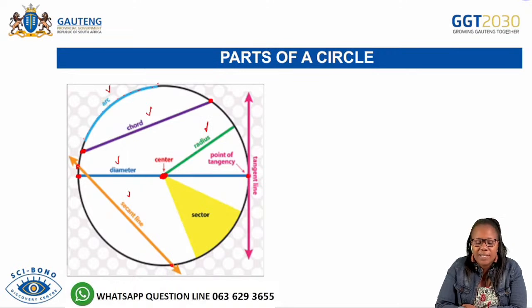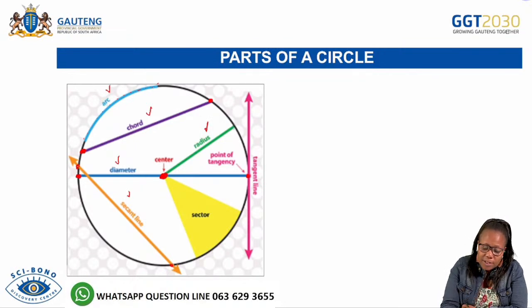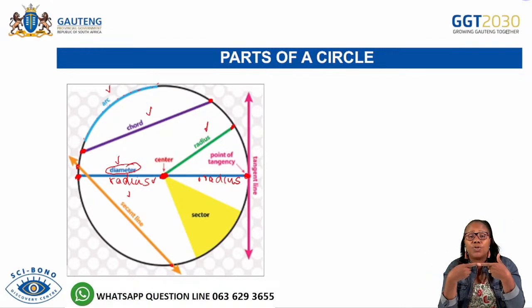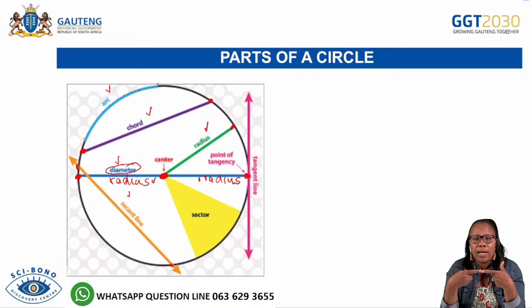And then we have a radius. And what is a radius? A radius is a line from the circumference to the center of a circle. That means a radius is half of a diameter, because it is from the center to the circumference. Therefore, we have another radius there. Again, from center to circumference, we have another radius there. As you can see, in order to have a diameter, we have a radius plus a radius. So if you combine two radii, they form a diameter.